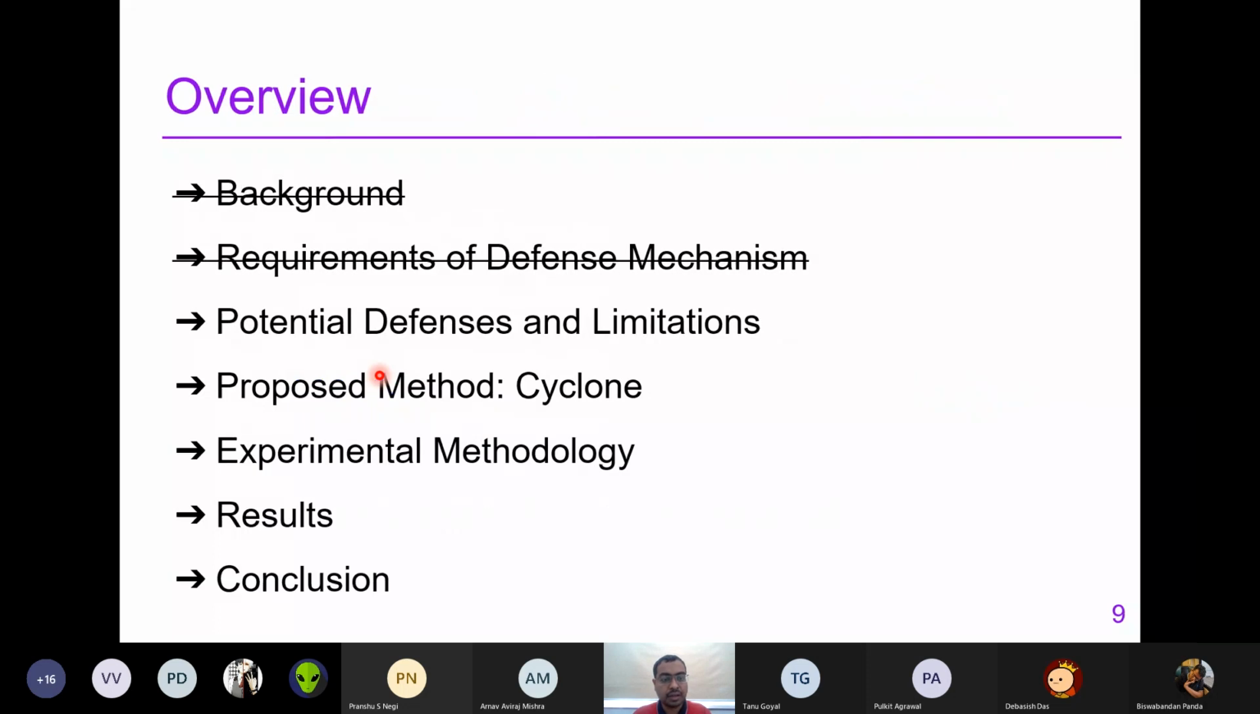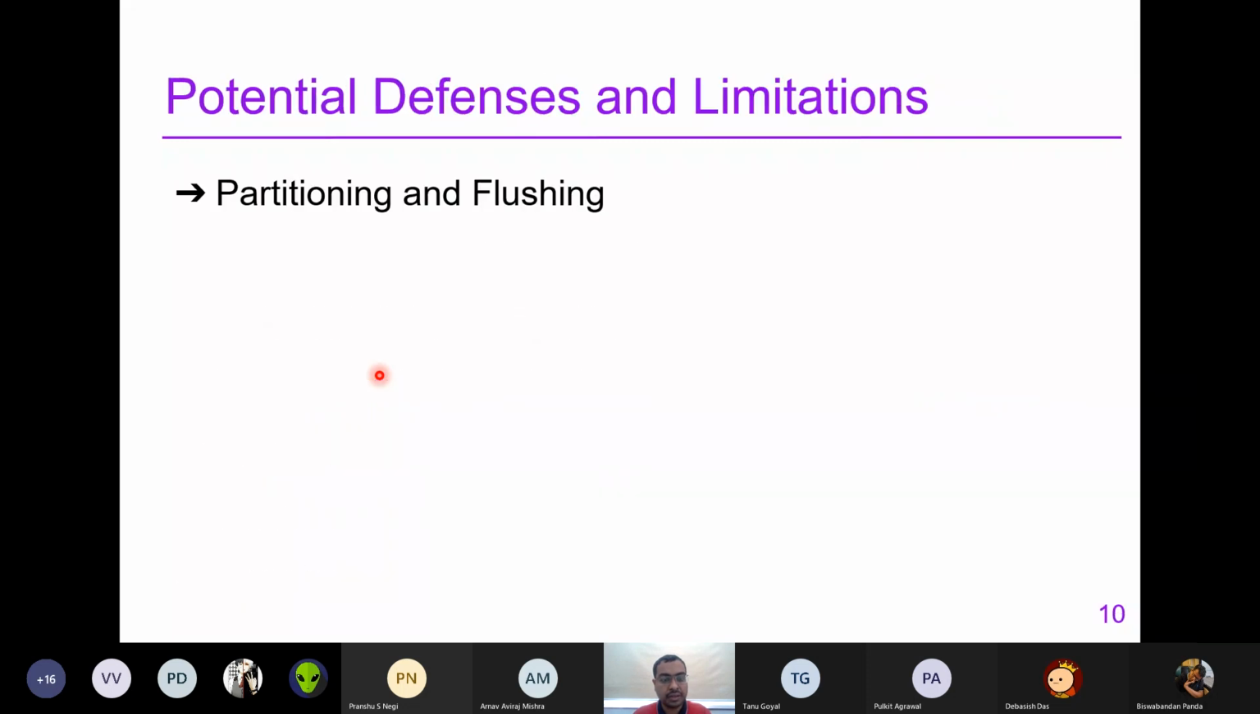And then some potential defenses which are already there. The first one is partitioning and flushing.